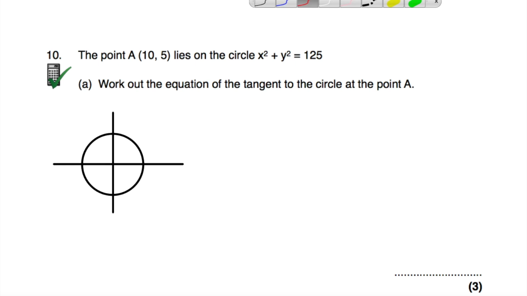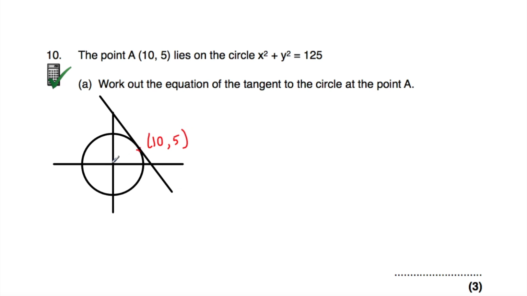We know there's a tangent to the circle at the point A. A has coordinates (10, 5), so it'll be 10 across, over here somewhere, and 5 up. So (10, 5) would be there, and we're going to draw a tangent at that point. The tangent would look something like this. I'm going to label A, the point (10, 5), and we've been asked to work out the equation of this tangent.